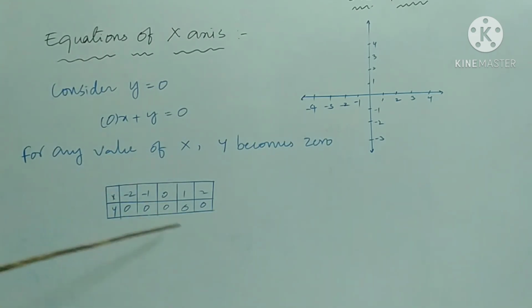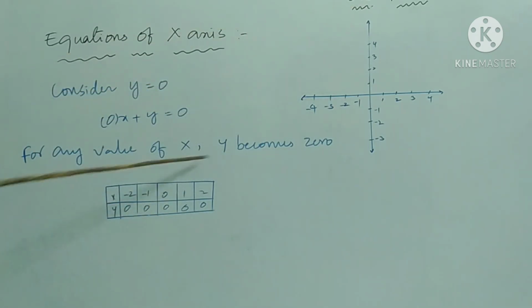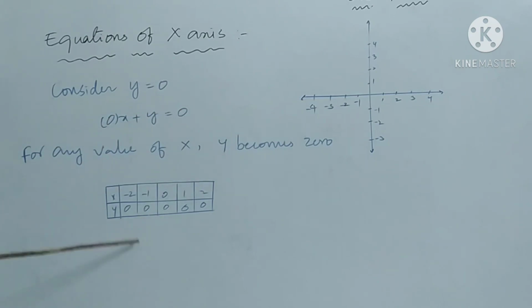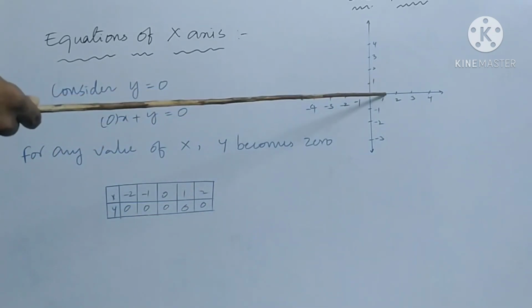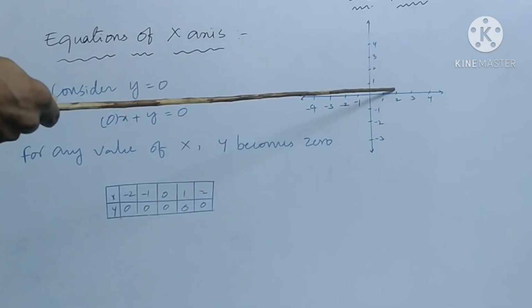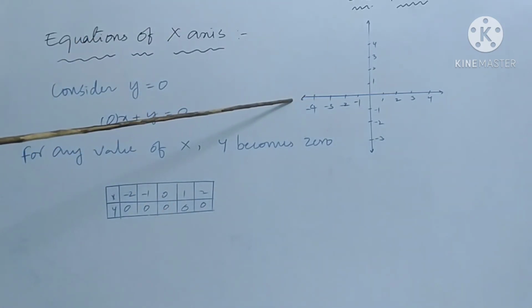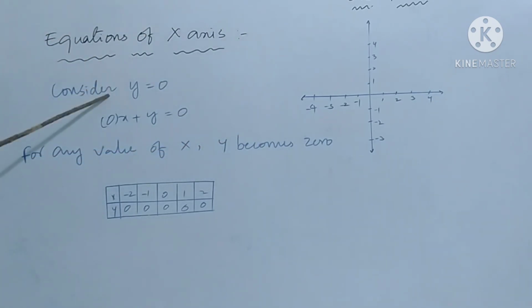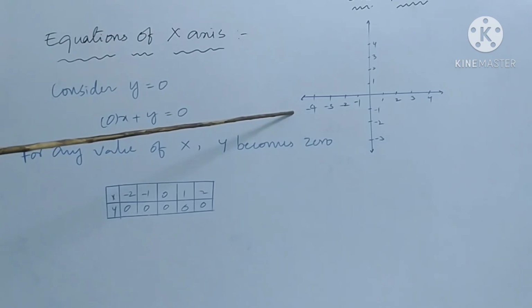So identify these values on the graph. So here minus 1, 0 is here. Minus 2, 0 is here. And 0 and 0 is the origin, 1 and 0 is this point, and 2 comma 0 is this point. So these values always represent the x-axis. So it is the equation of x-axis. y is equal to 0 is the x-axis equation.